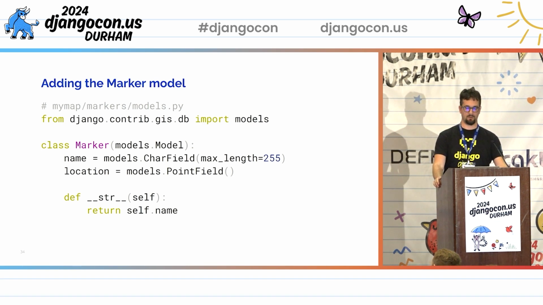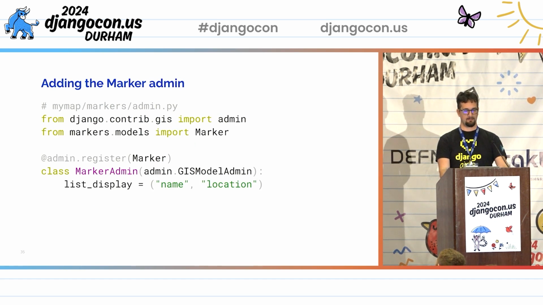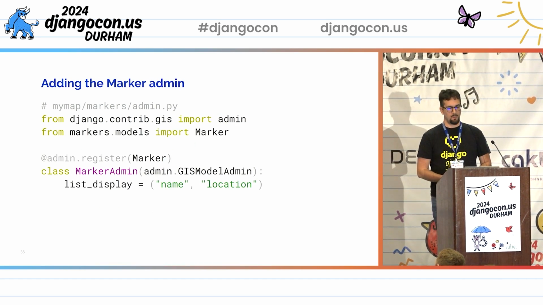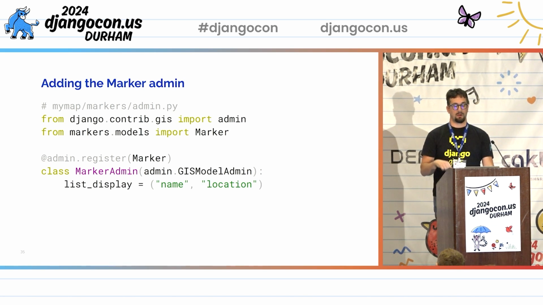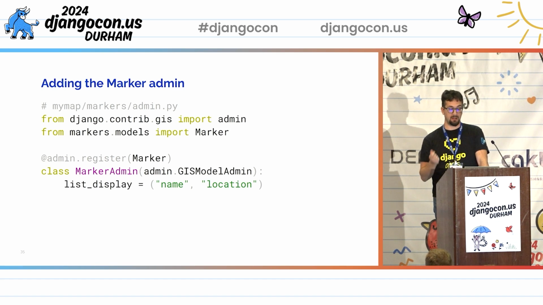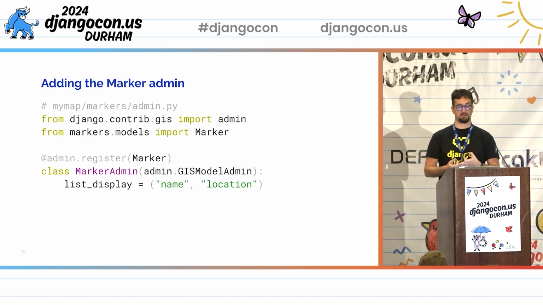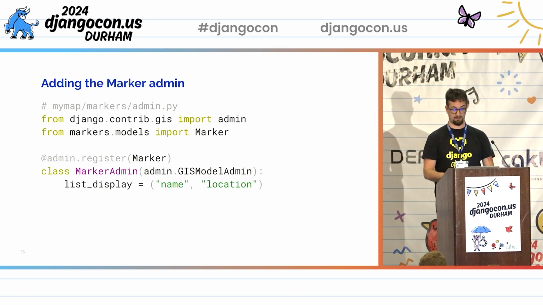the point we want to add in the map. The two fields are both mandatory. The location is a point field that we can use in everything from GeoDjango, and we use the name to represent our model. We use the Django admin interface to insert new markers in the map. We define a marker admin class by inheriting the GIS model admin class, which uses the OpenStreetMap layers in its widget.